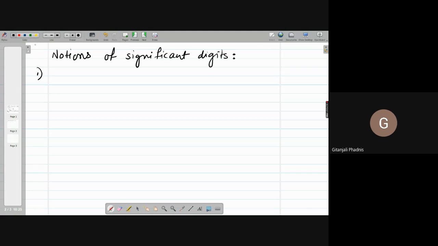So let us write the notions. First one is all non-zero digits are significant.